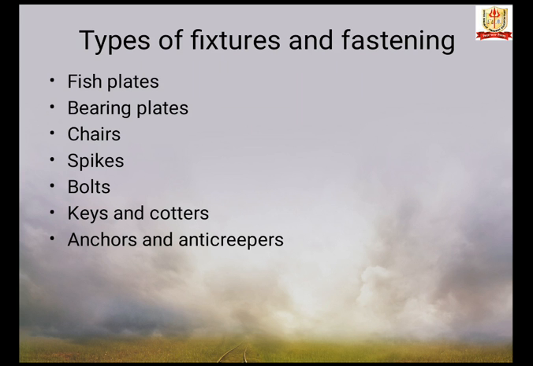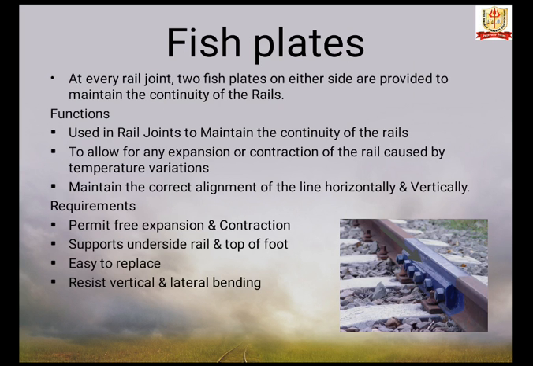Types of fixtures and fastening: fish plates, bearing plates, chairs, spikes, bolts, keys and cotters, anchors and anti-creepers. Now we start with the fish plates. At every rail joint, two fish plates, one on either side, are provided to maintain the continuity of the rails.